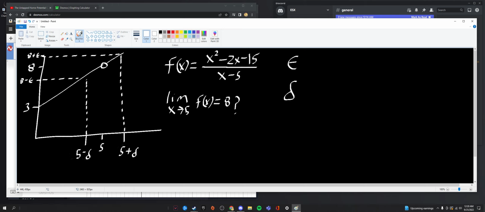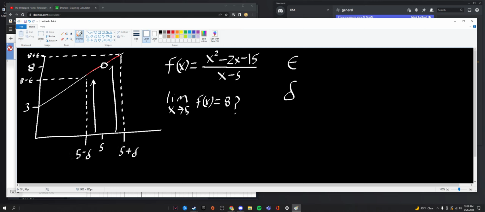Essentially, excluding the value of 5 itself, I have to produce some x value with the rule of whatever I define delta to be that will then fall within, let me highlight this strip here.